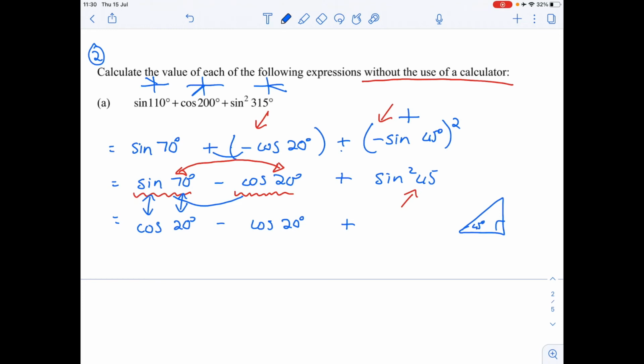So you've already drawn your triangle. I'm just going to redraw it here. So sine of 45 is going to be root 2 over 2, squared. So now cos of 20 minus cos of 20 is gone. My final answer is going to be 2 over 4, which is a half. Isn't that fantastic?